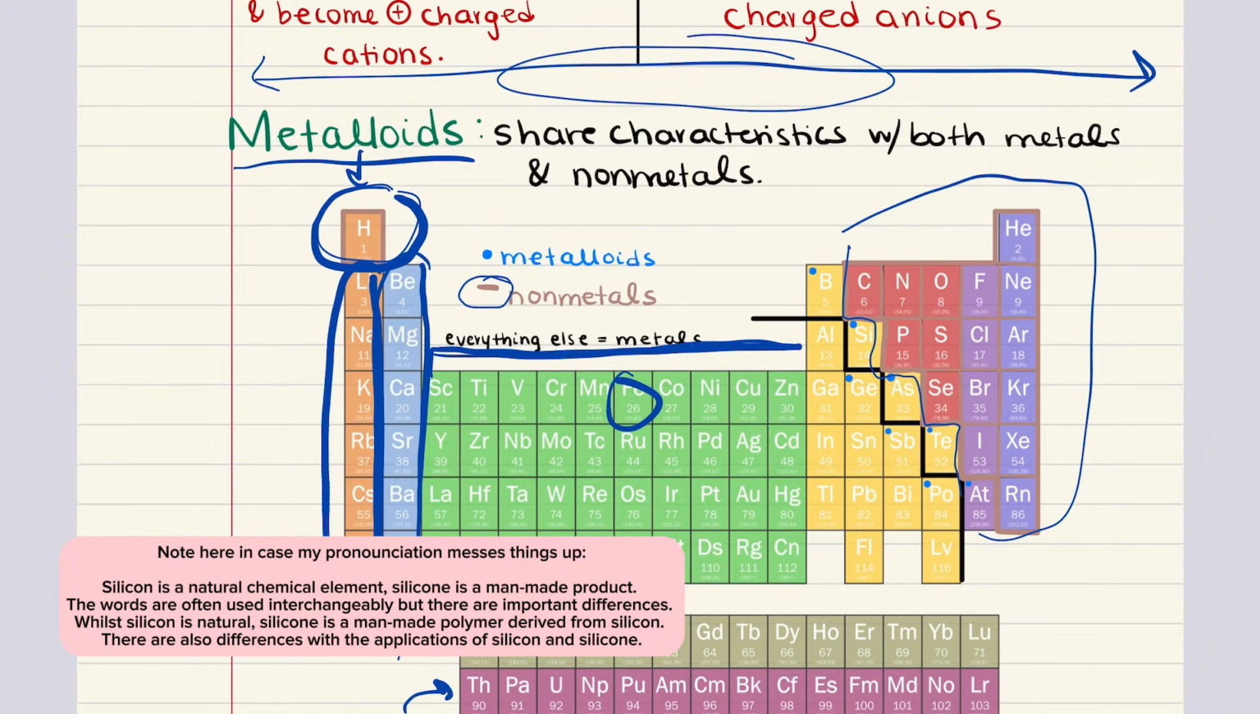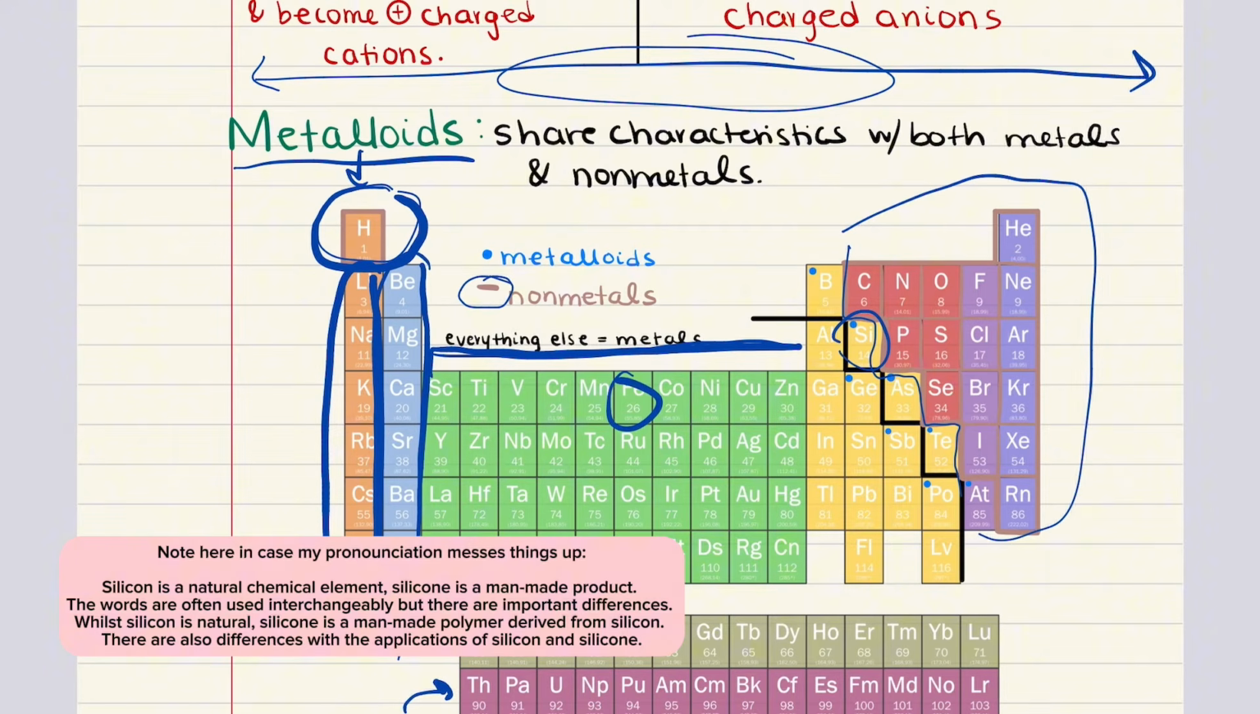So for example, one of the metalloids is silicon, and this is a well-known metalloid. It has a metallic luster, but it's brittle like a nonmetal. It's a semiconductor, meaning its ability to conduct electricity is better than a nonmetal, but not as good as metals. And this property makes it invaluable in the electronics industry for making components like transistors and diodes.